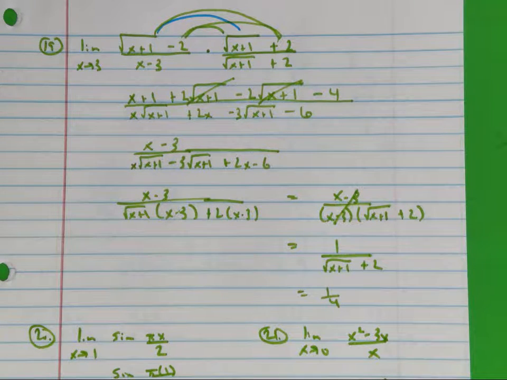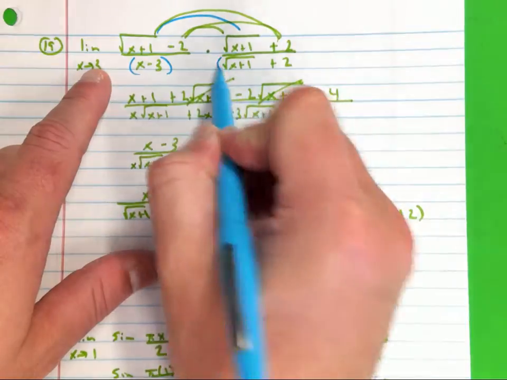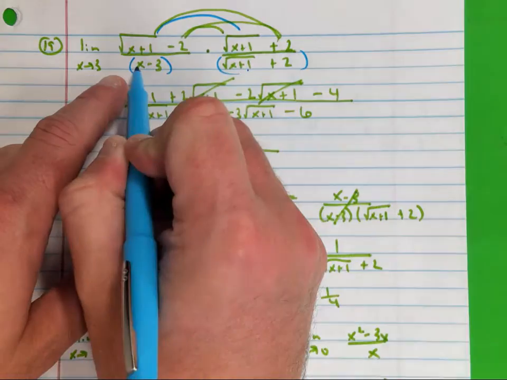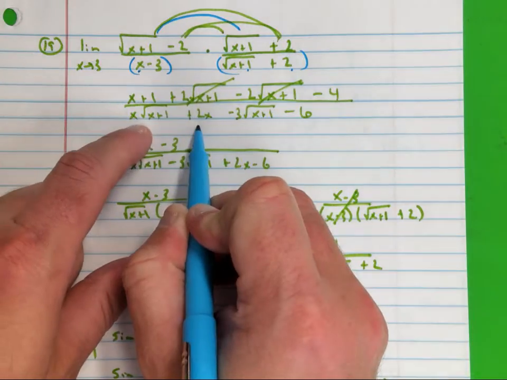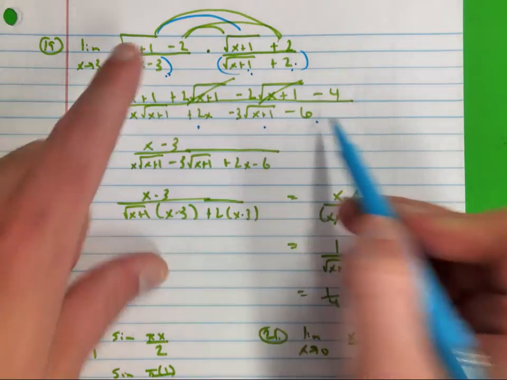foil it. You just say x times this, x times that. Negative 3 times this, negative 3 times that. That's how I came up with this right here. And that is where students get lost. And let's make sure. Foiling. Like this times this times this. That's how I got these two terms. This times this is this. This times this is this.